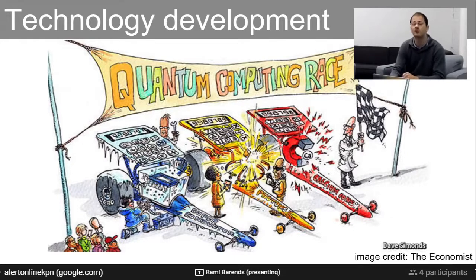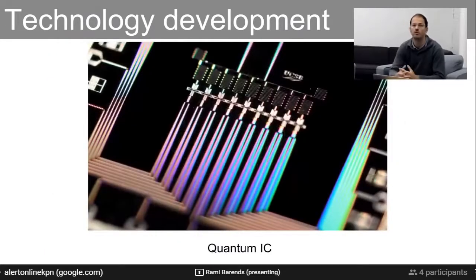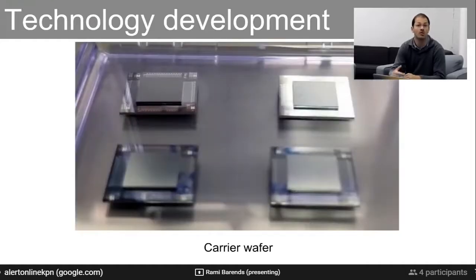But in all those platforms, it's important to realize that you have to have the whole chain working. Now, in our case, we have a quantum integrated circuit. You can see 9 qubits in a row, but there's still a lot of wiring and readout going on that chip. And we have to connect to that. So if you want to do that at a larger scale, you have to connect to all that wiring via carrier wafers.